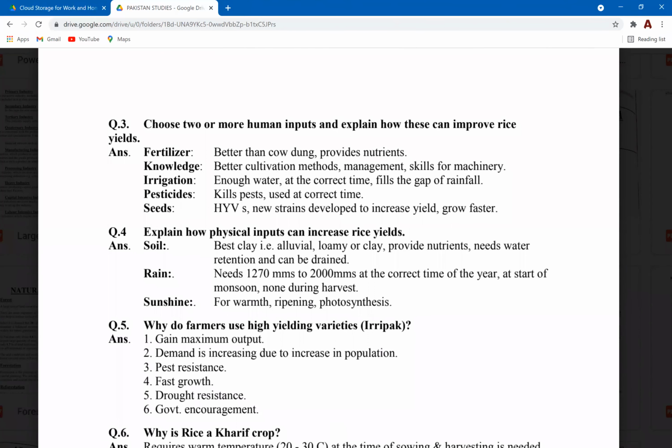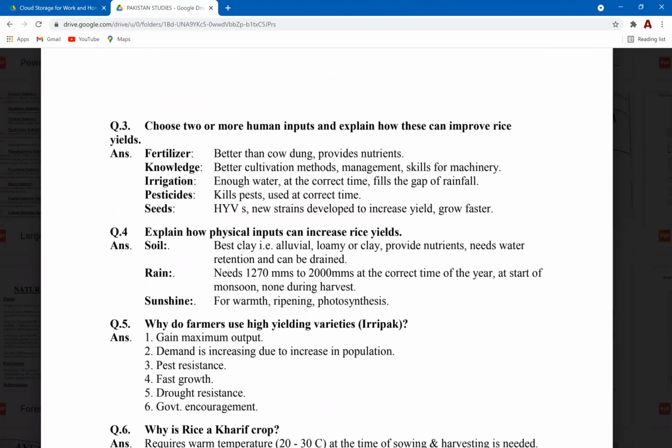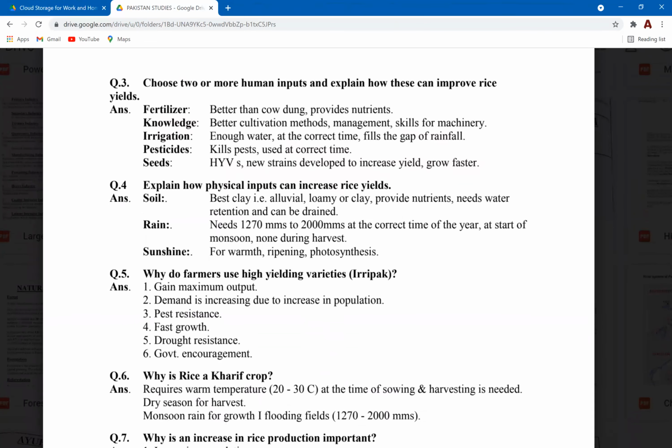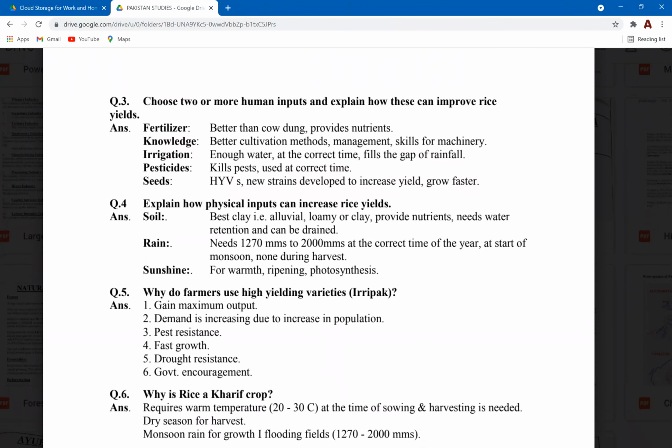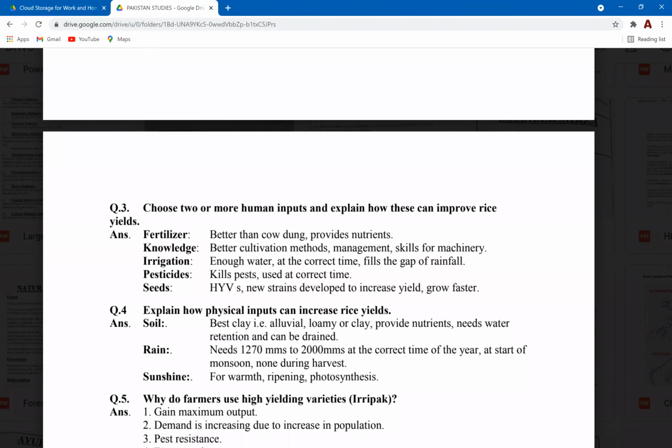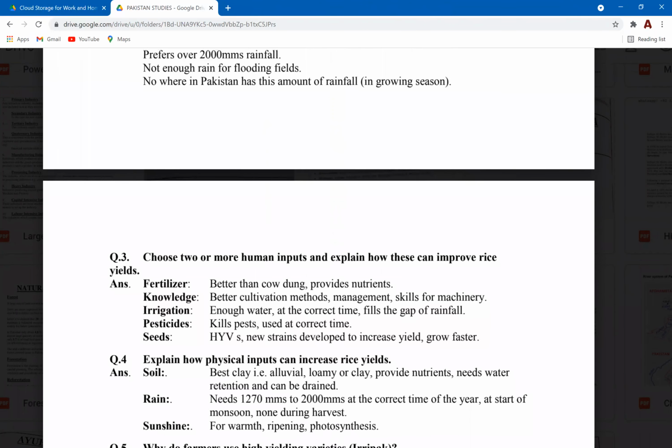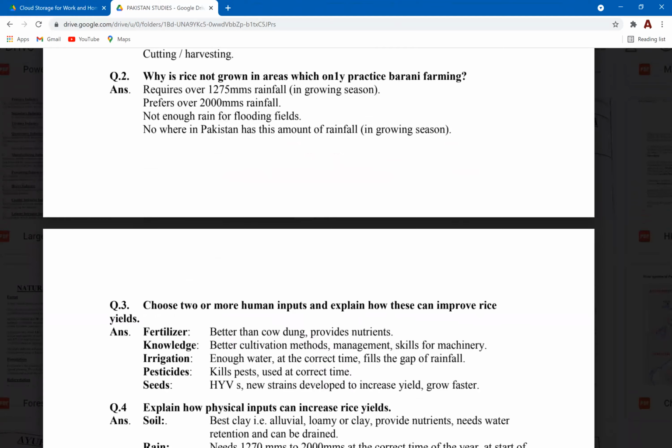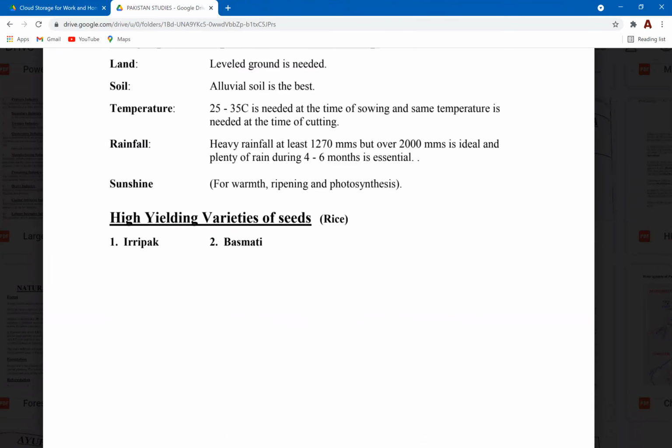So guys, we're keeping our lecture till this crop. There are a few questions that I want you guys to attempt. These notes will be available on the Google Drive as well. So if you can maybe attempt, can you please note these questions down?